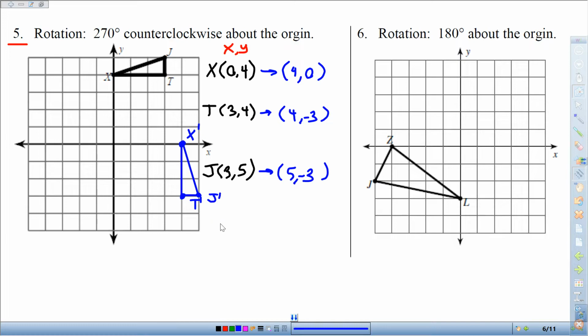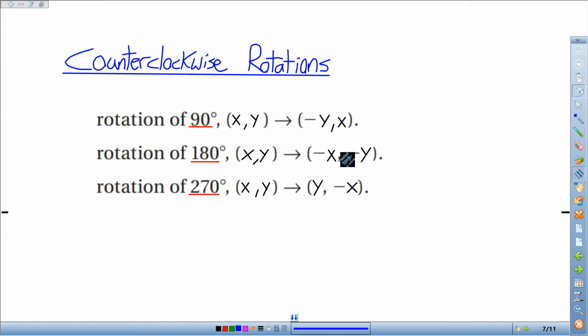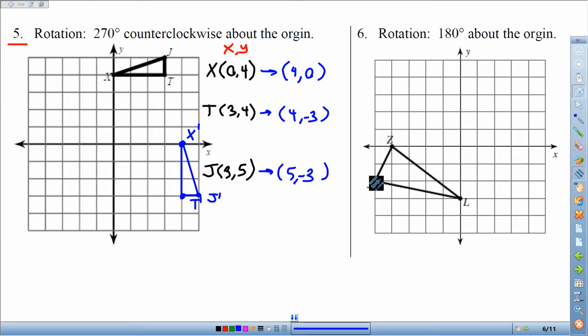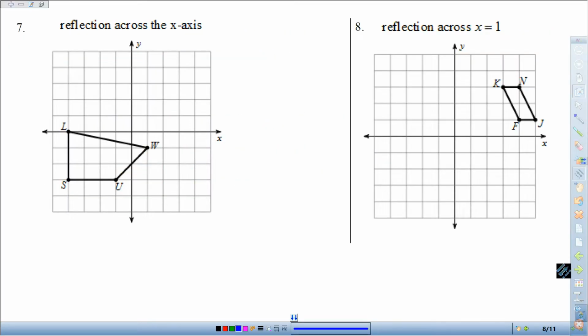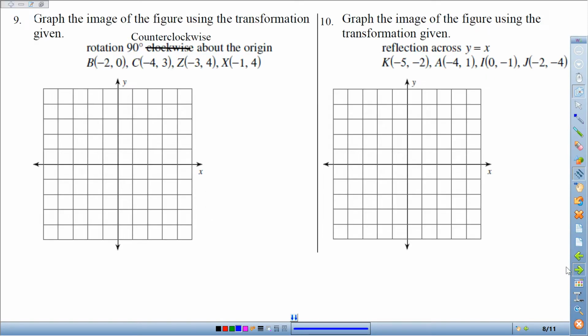Again, I would recommend you pause the video and try out this 180-degree rotation. Follow that rule. Remember, on a 180, we're not swapping numbers, we're just changing signs. So try that out. Number 6. Moving on from here, I'm going to leave 7 and 8 to you guys. Reflection over the x, reflection over the line of x equals 1. I'm going to leave those to you.